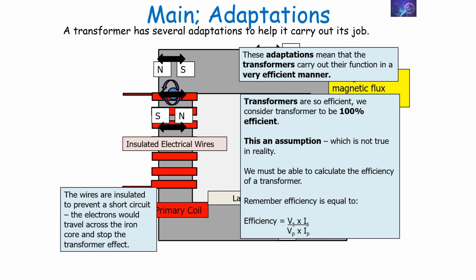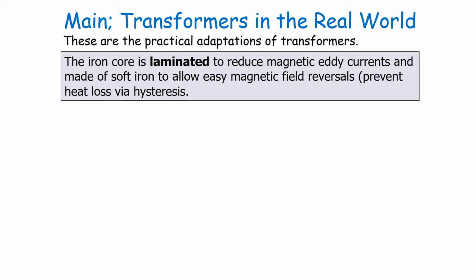So we know that power equals VI, so it's VS times by IS over VP times by IP. So let's just summarize what we know so far. There are many practical adaptations of transformers.